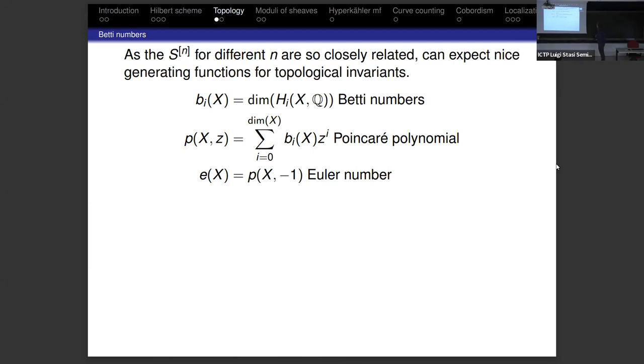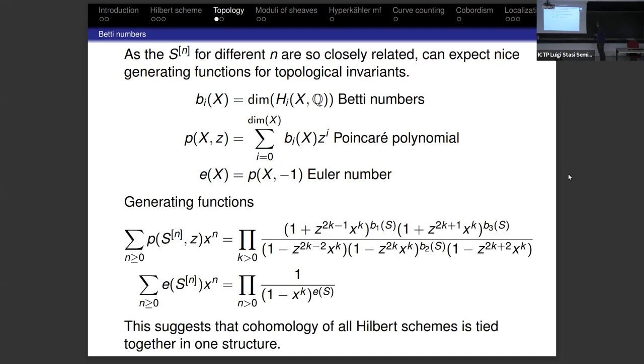So Betti numbers are the dimensions of the homology groups. The Poincare polynomial is the corresponding sum of the Betti numbers, and the Euler number is the alternating sum of the Betti numbers, which is the same as the Poincare polynomial at the variable z equal to minus one. And then we have this old formula, the sum from i equals 0 to 2 times the dimension. Well, okay, that's true if you have a complex variety of that dimension.